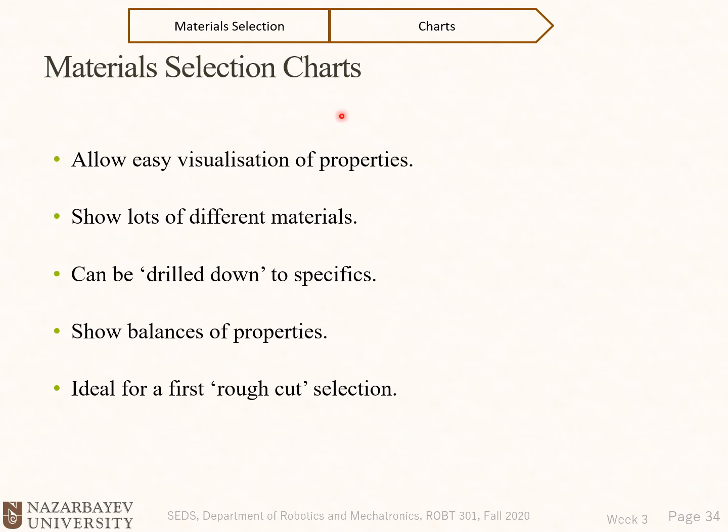Again, on material selection charts, they allow easy visualization of properties. They show lots of different materials, can be drilled down to specifics. So you saw, for example, we had metal category, and then we have tin alloys, aluminum alloys, chrome alloys, and etc. Show balances of properties and ideal for a first rough cut selection. What do we need, wood, or do we need ceramic, or do we need a metal?